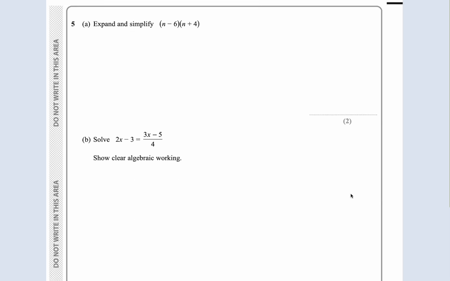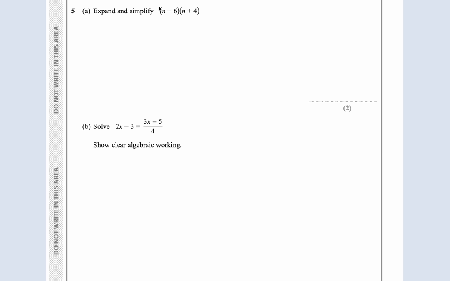Okay, so far, guys, I would argue this is not an easy paper. Expand and simplify. Right, we do n times 4, minus 6 times n, minus 6 times 4. n times n is n squared, n times 4 is plus 4n, minus 6n, minus 24, gives me n squared minus 2n minus 24. That's it.